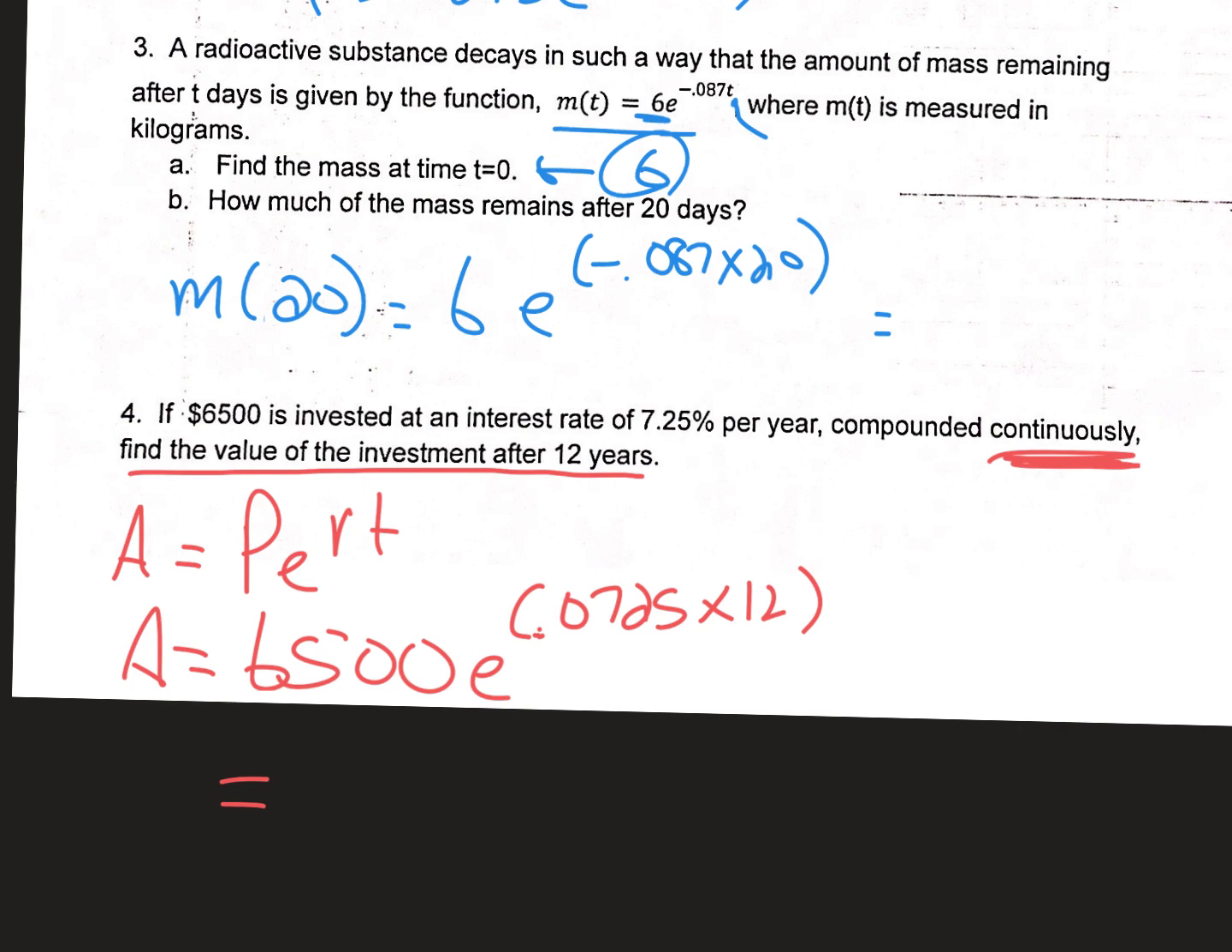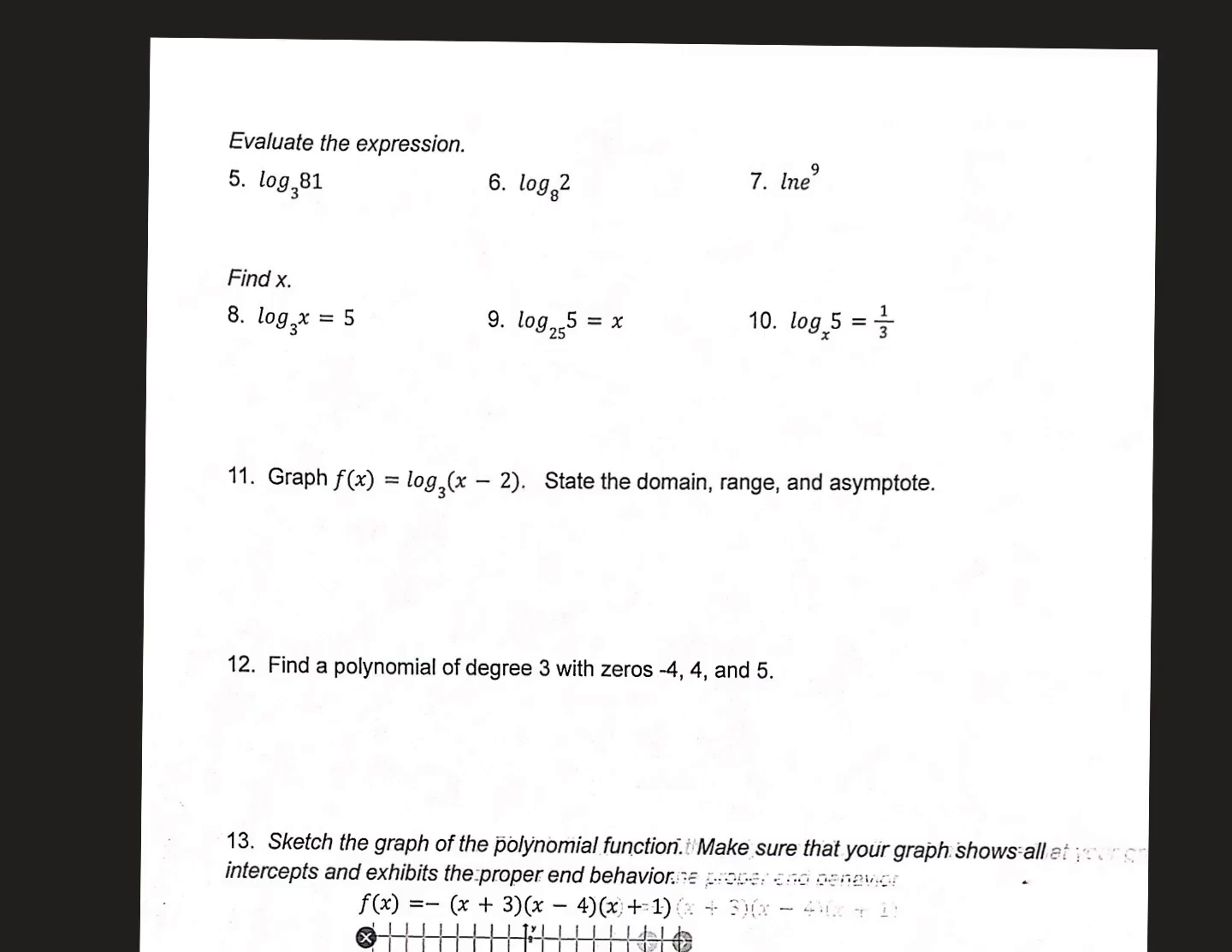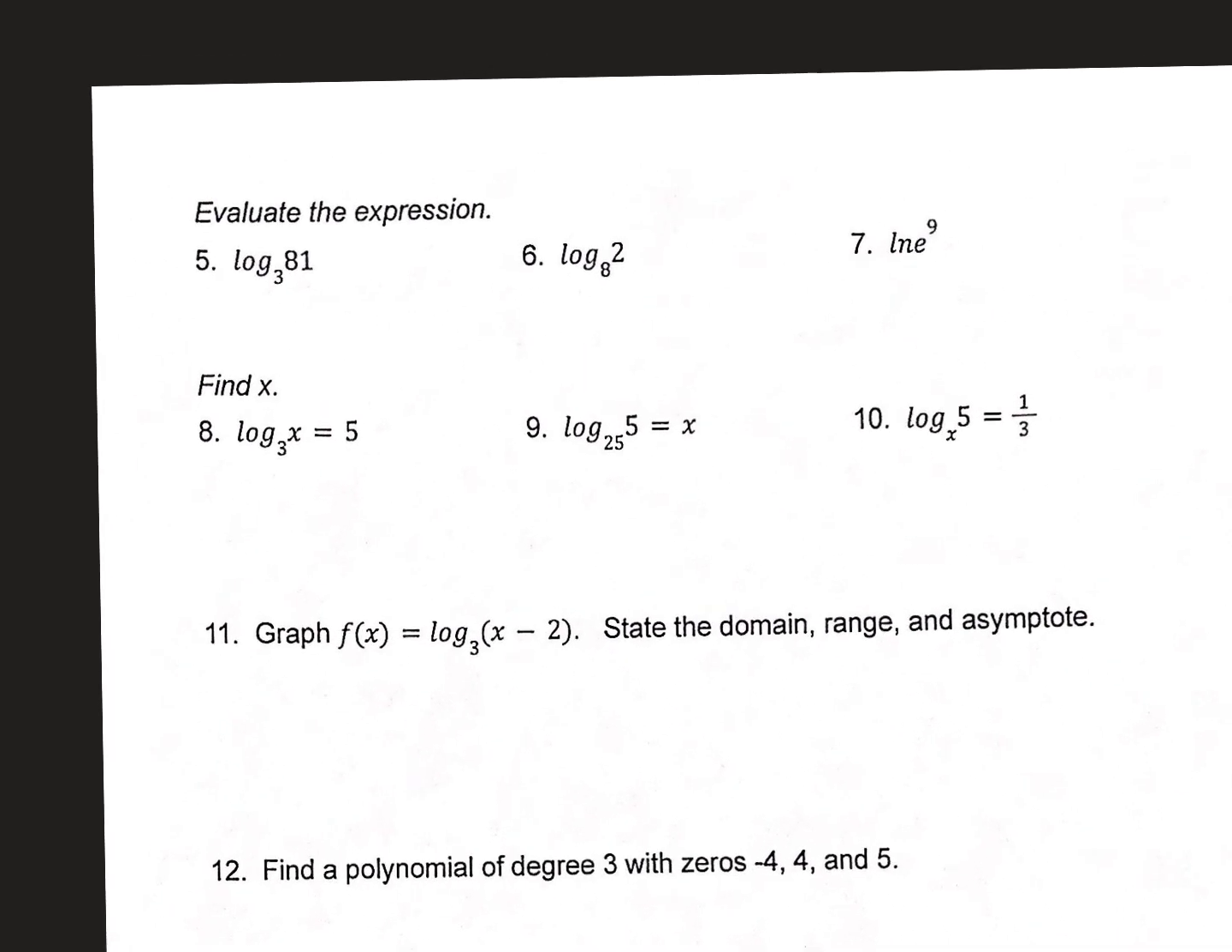So sorry. Number 5, evaluate the log. Remember, I'm going to try to draw this on here. I may not be very successful, but this means 3 to some power is 81. So the answer to a log is the exponent. What power would you raise 3 to to get 81? 4th power. Okay, how about the next one? 8 to what power is 2?